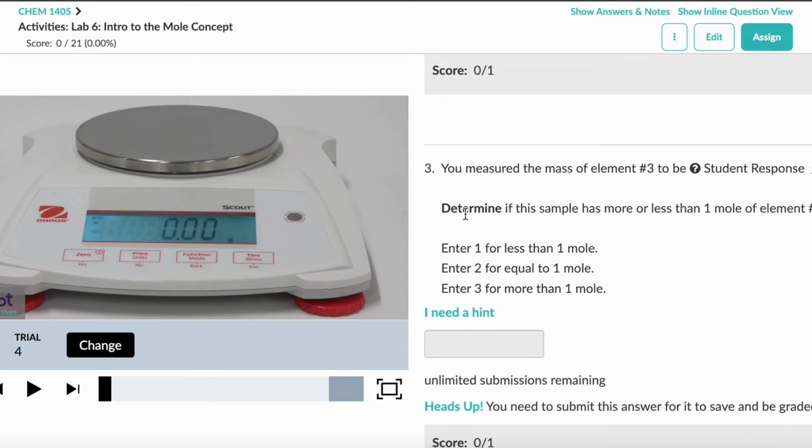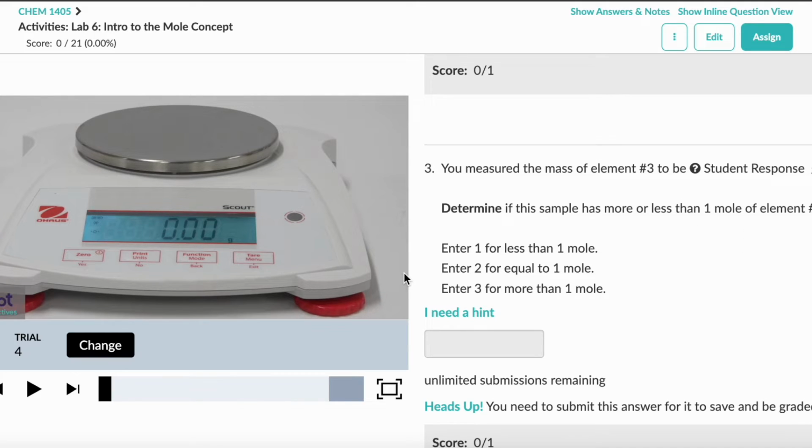So question 3 is a very comparative answer, right? You can compare the information you learned in part 1, and the reason for that is because it's asking, determine if the sample has more or less than 1 mole of, in this case, element 3. Enter 1 for less, enter 2 for equal, enter 3 for more. Now, how do you compare?